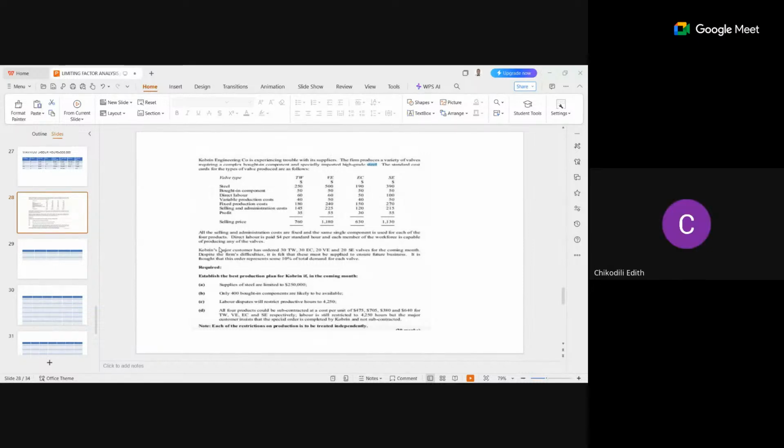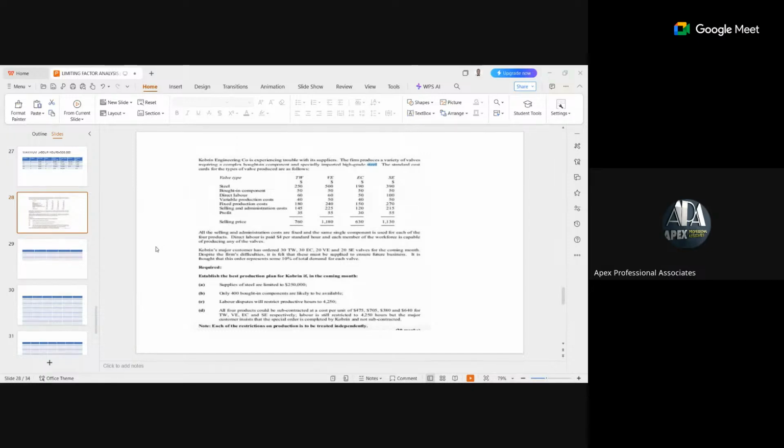One bought-in component is used to produce each of the products. So when we get to solve bought-in components, we'll be using one to divide our contribution to determine our contribution per key factor, since the same single component is used, single, one. We'll be using one to divide our contribution to determine our contribution per key factor when we get to that level.